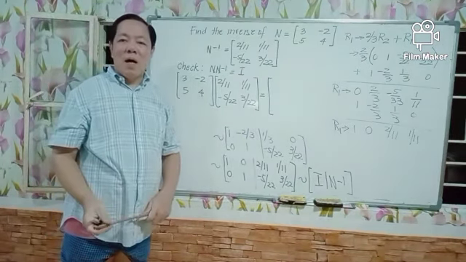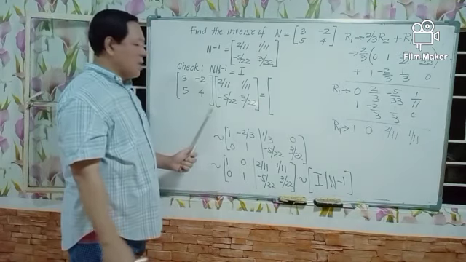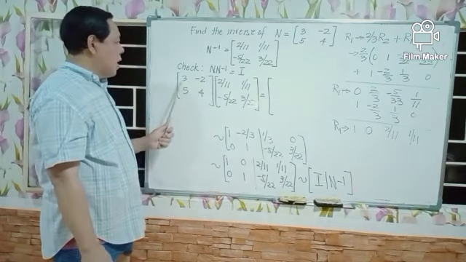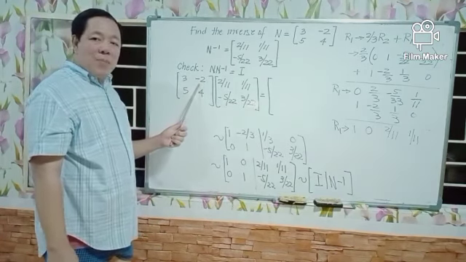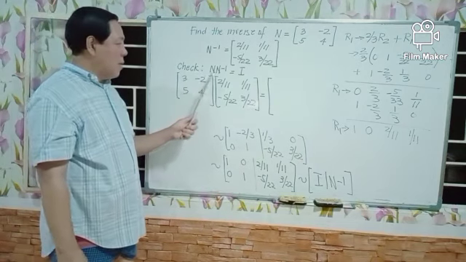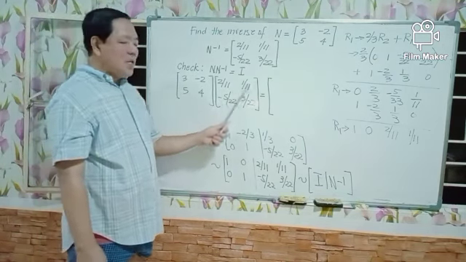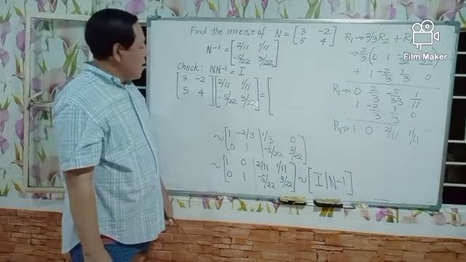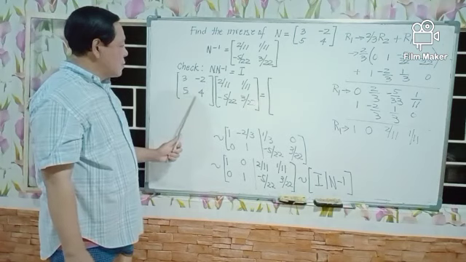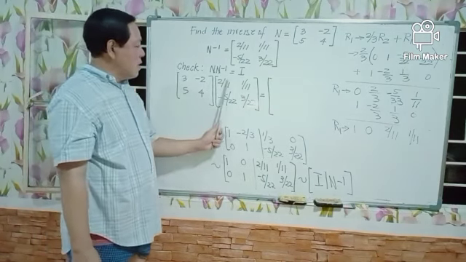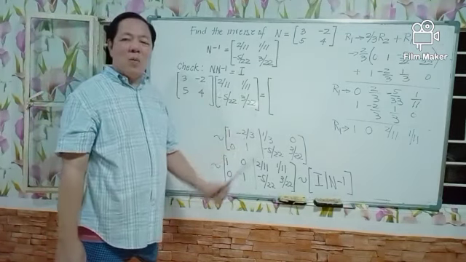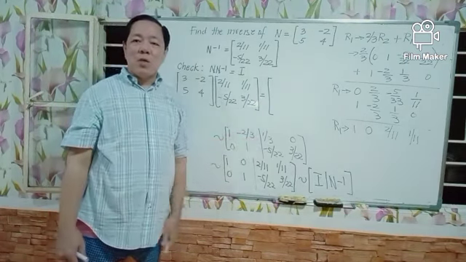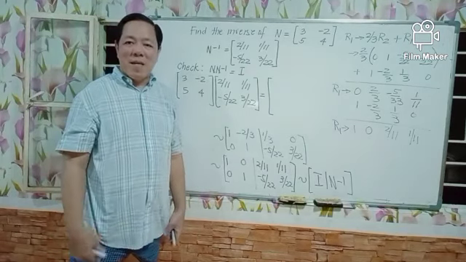And we perform the indicated operation, which is matrix multiplication. We start by multiplying the first row of matrix N. We multiply these entries of the first row by the entries of each column of N to the minus 1, and we add the products. And then we multiply the second row of matrix N by the entries of each column of N to the minus 1. And the resulting 2 by 2 matrix should be an identity matrix.